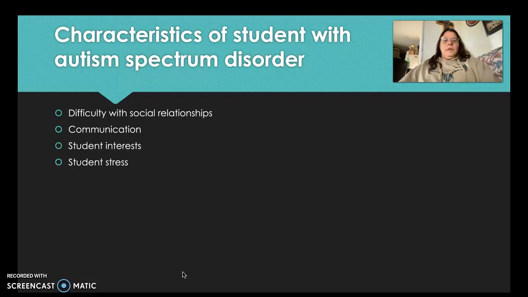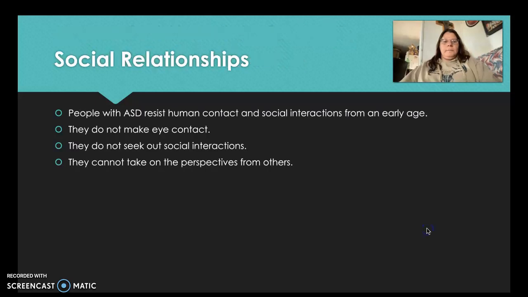And that brings me to communication. When they feel pressured, they do not work well with other students. They have special interests, and there is a lot of stress on these students. With social relationships, people with autism spectrum disorder resist human contact and social interactions from an early age. They may not want to be held or talked to or touched, not only from an early age, but as they go through life in general.